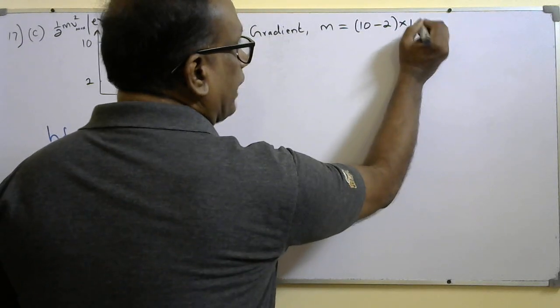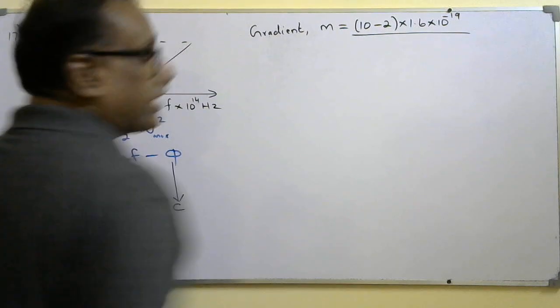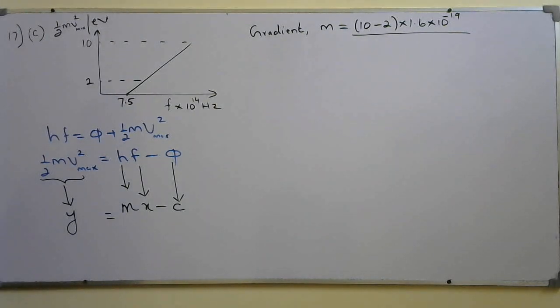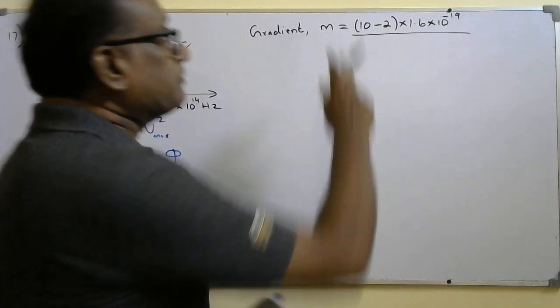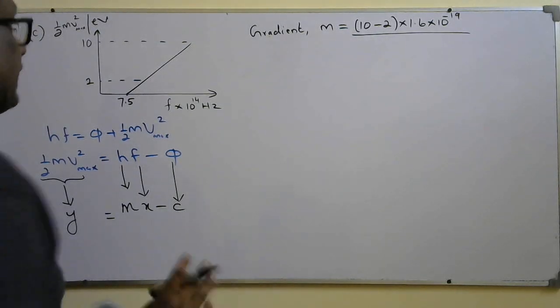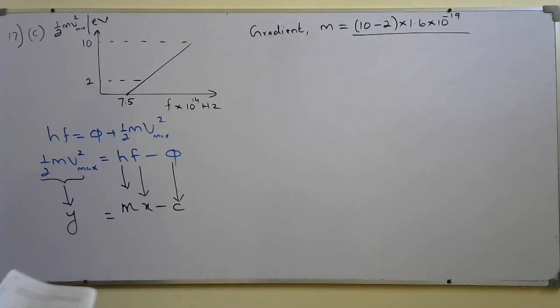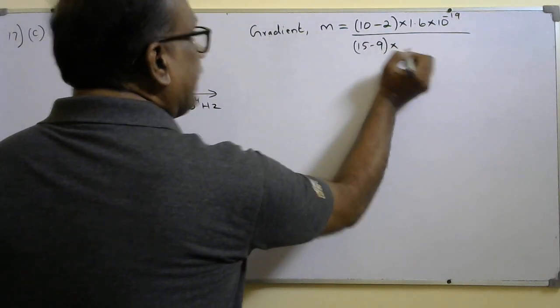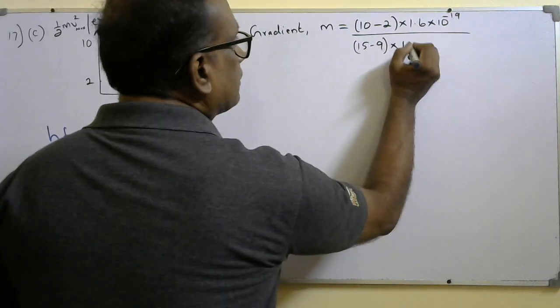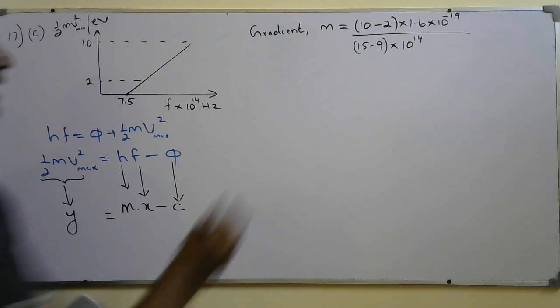So multiply by 1.6 × 10^-19, y2 minus y1 over x2 minus x1, because the Planck constant is in the unit of joule second. So I need to convert to joules, not electron volts. That's the reason I multiply by 1.6 × 10^-19, divided by the x-axis frequency, 15 minus 9, times 10^14.